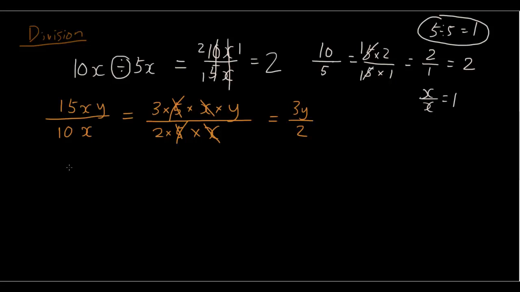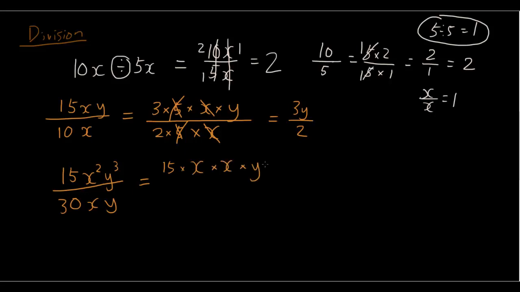Now let's try 15x squared y cubed over 30xy. Okay, so writing them out, we have 15 times x times x times y times y times y over 30 times x times y.